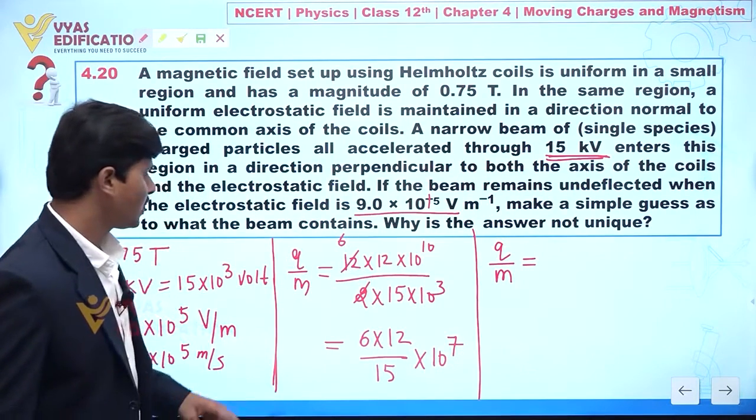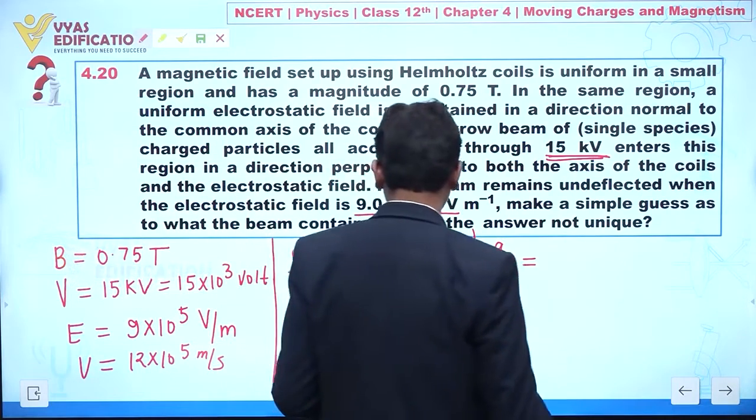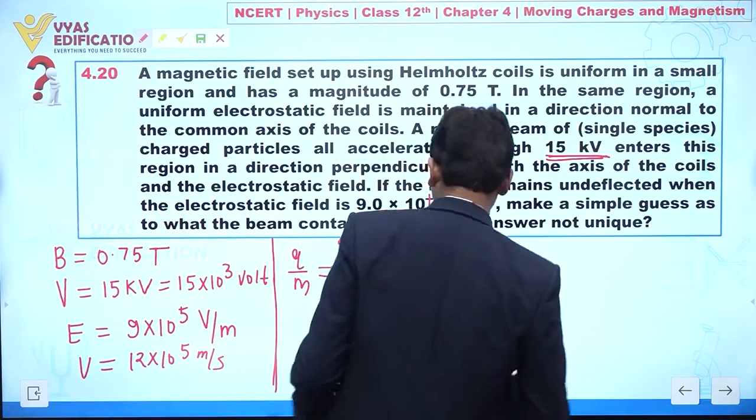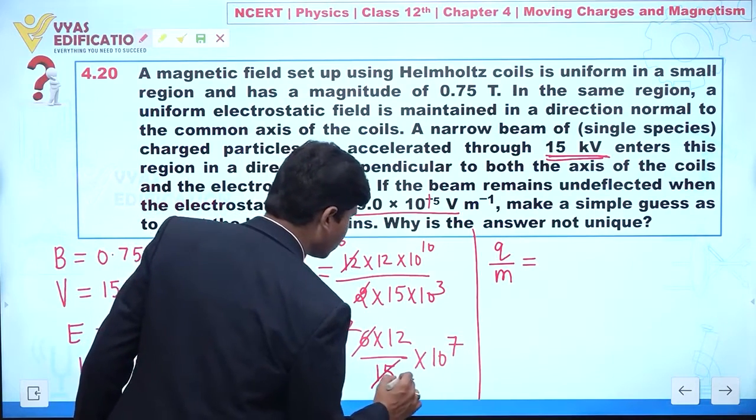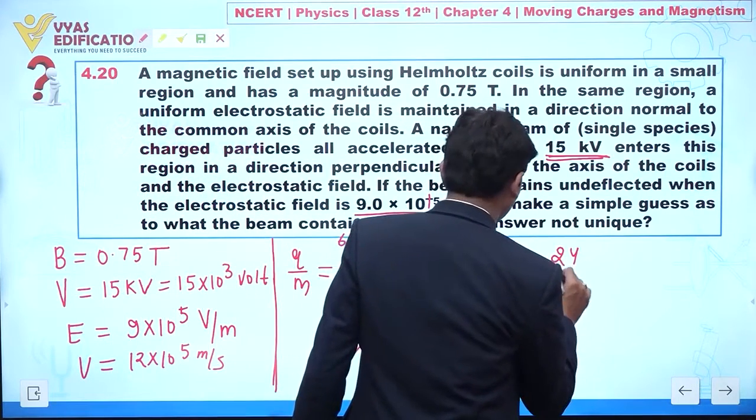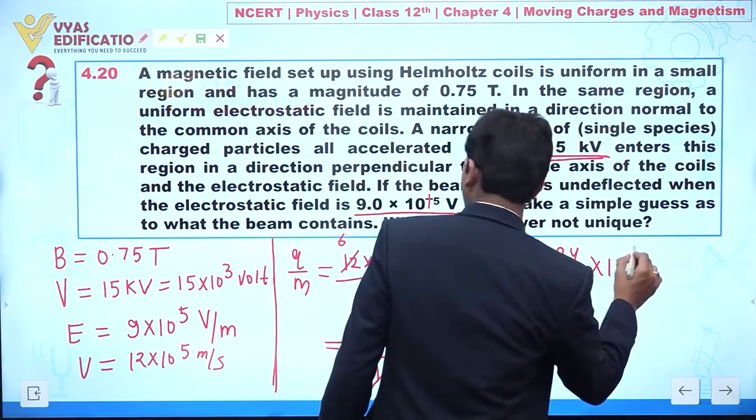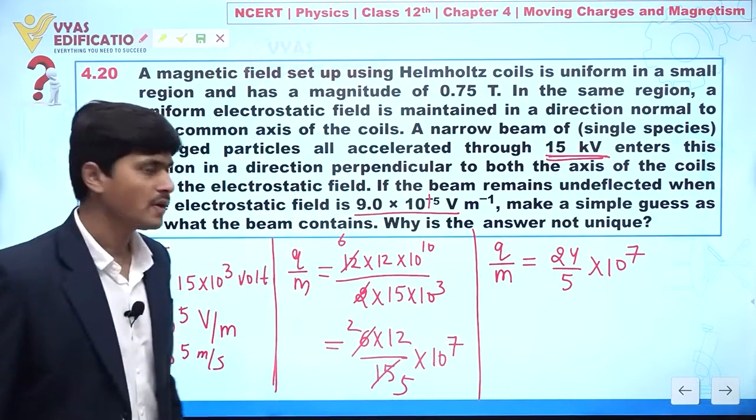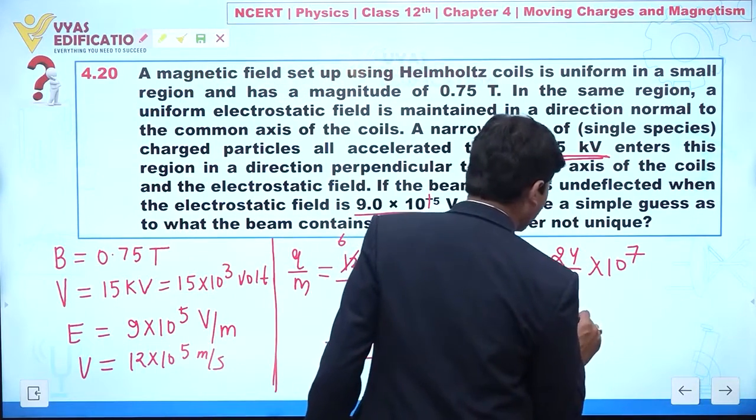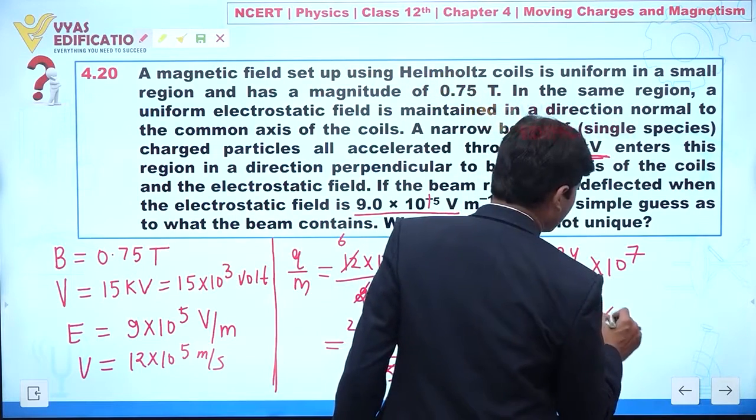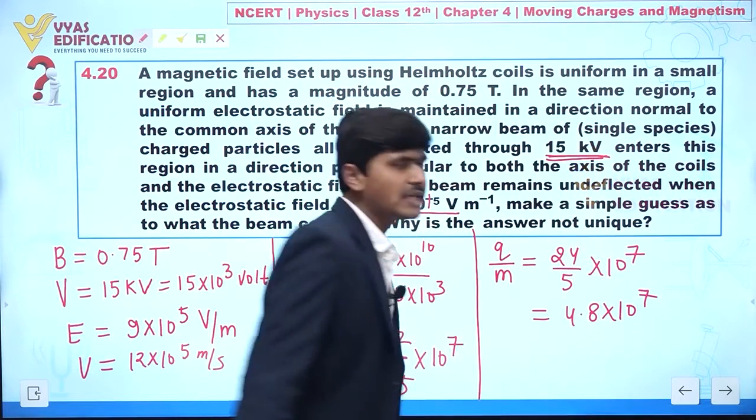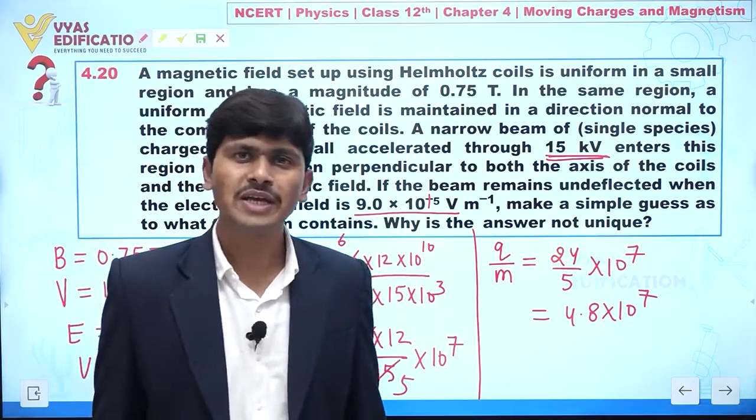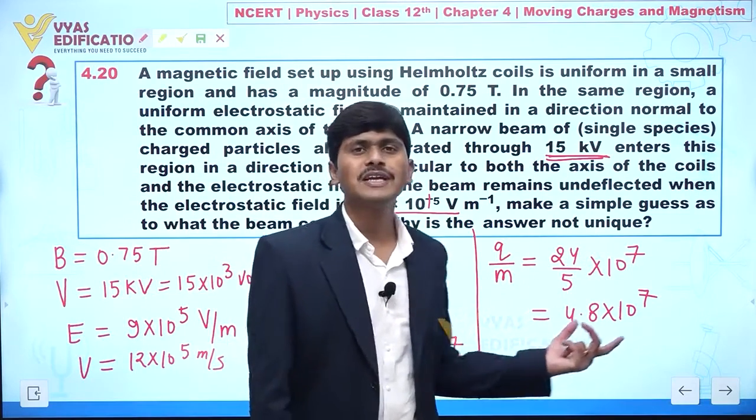Clear? So if you calculate it, you can easily get the answer. If you cut by 3, this is 2 and this one is 5, so this is 24 by 5 into 10 to the power 7. Clear everyone? So now this is equal to 4.8 into 10 to the power 7. So we can say the charge to mass ratio in this question is given by 4.8 into 10 to the power 7.